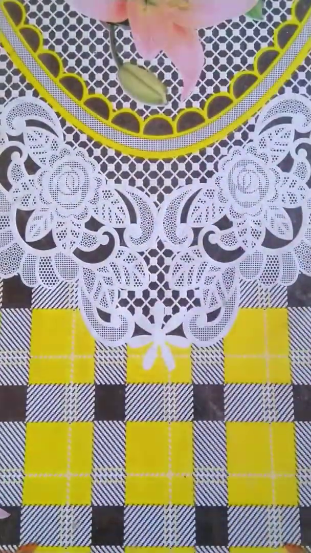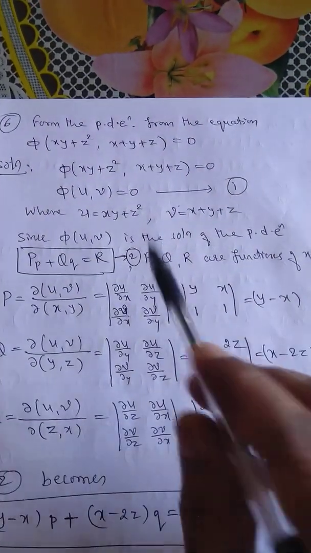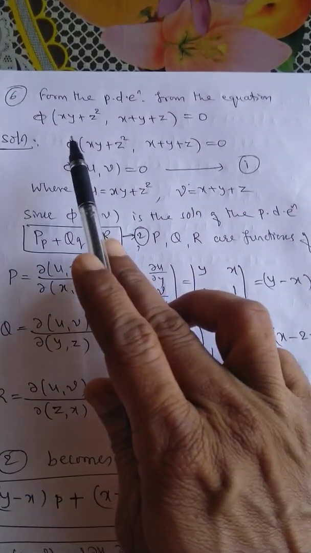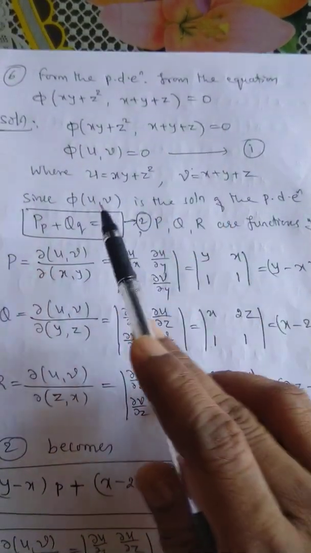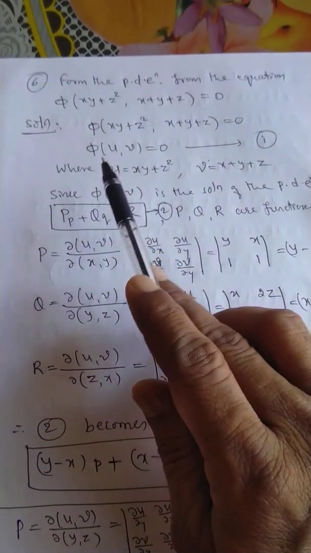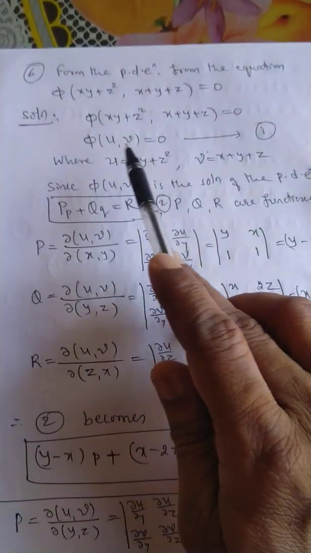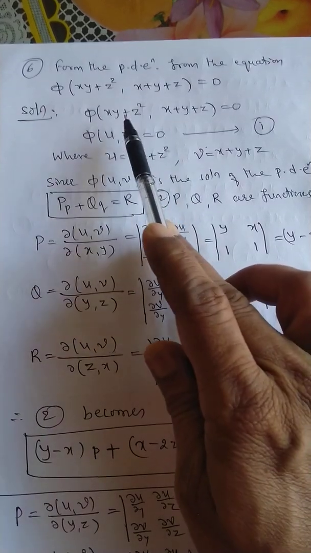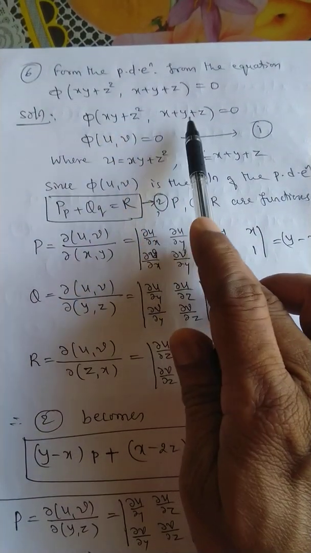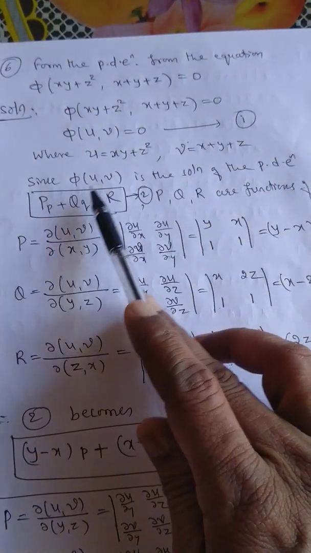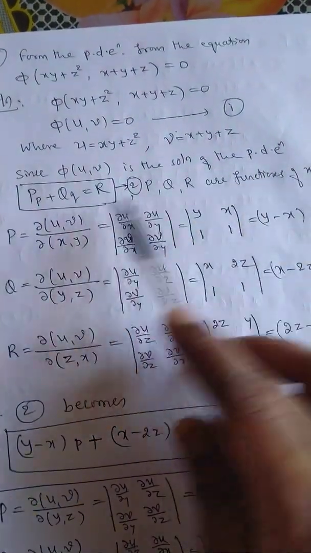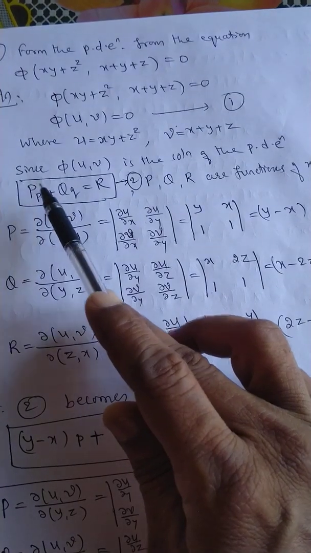Next, number 6: form the partial differential equation from phi of (xy + z²), (x + y + z) equal to 0. So in this we write phi of u, v is equal to 0, with u equal to xy + z², v equal to x + y + z, so that phi of u, v is the solution of the partial differential equation, a standard partial differential equation this is.